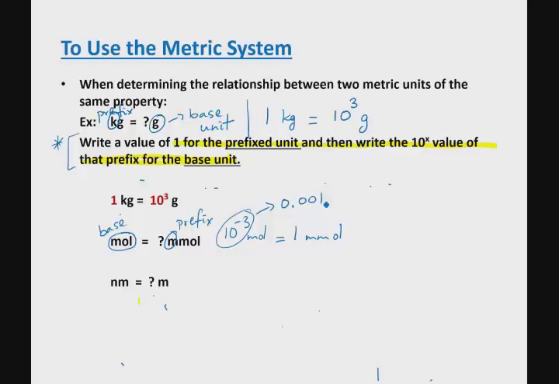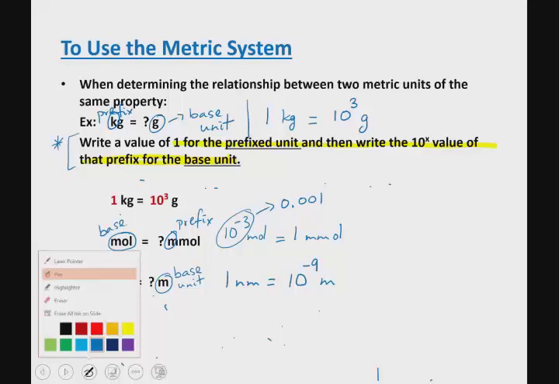Okay, how about nanometers and meters? Once again, recognize that meters is the base unit, whereas lowercase n, nano, is the prefix. So using the same strategy, we put a 1 in front of the prefixed unit, and the numerical value associated with the prefix, in this case nano, so minus 9, goes in front of the base unit.